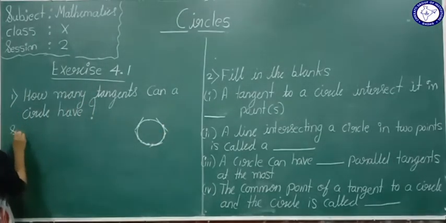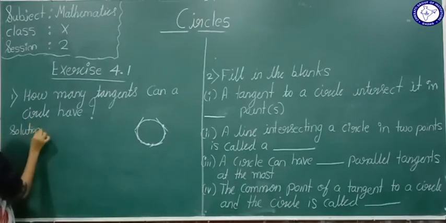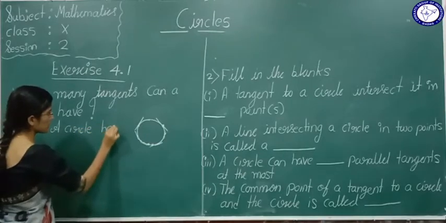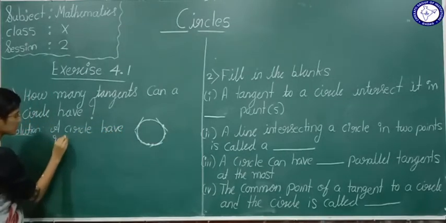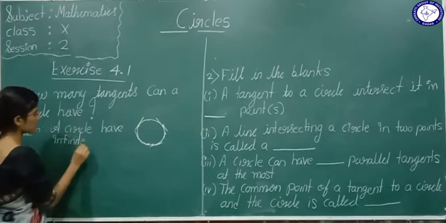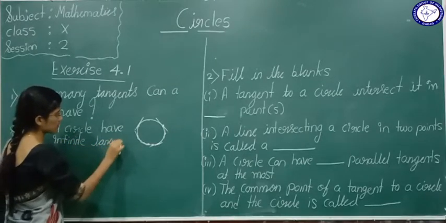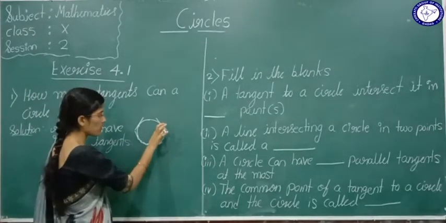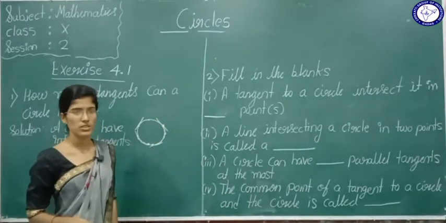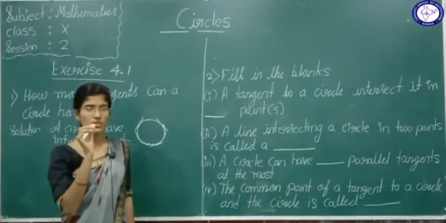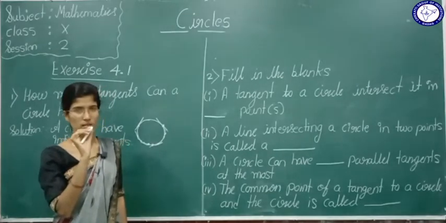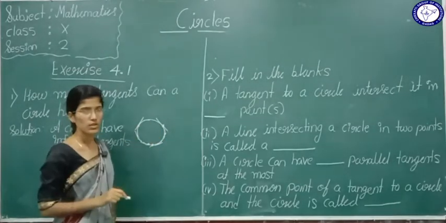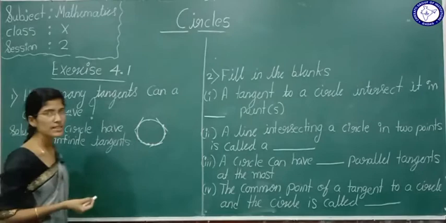What is the answer? Solution. How many tangents can a circle have? A circle has infinite tangents. For every one point we can draw a tangent. What is a tangent? A tangent means a line which touches the circle at only one point. How many points are there? That many lines we can draw. A circle has infinite tangents.